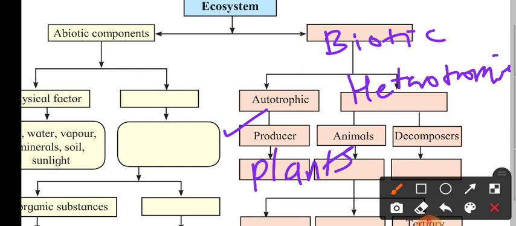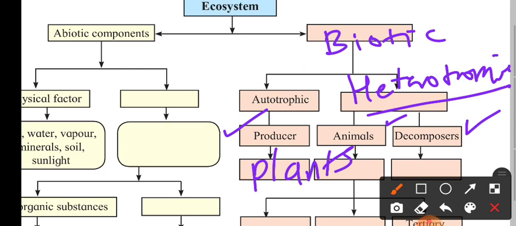On the other hand, the heterotrophic is further classified into two categories, that is animals and decomposers. Animals are nothing but the consumers in the ecosystem. They consume what is produced by the plants. Whatever the plants are producing, all of that is consumed by the consumers.